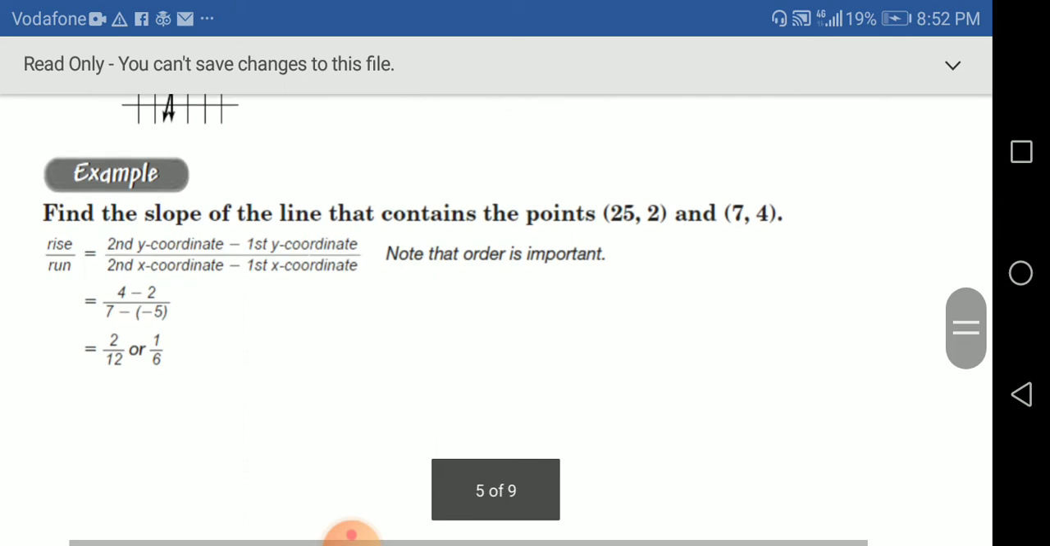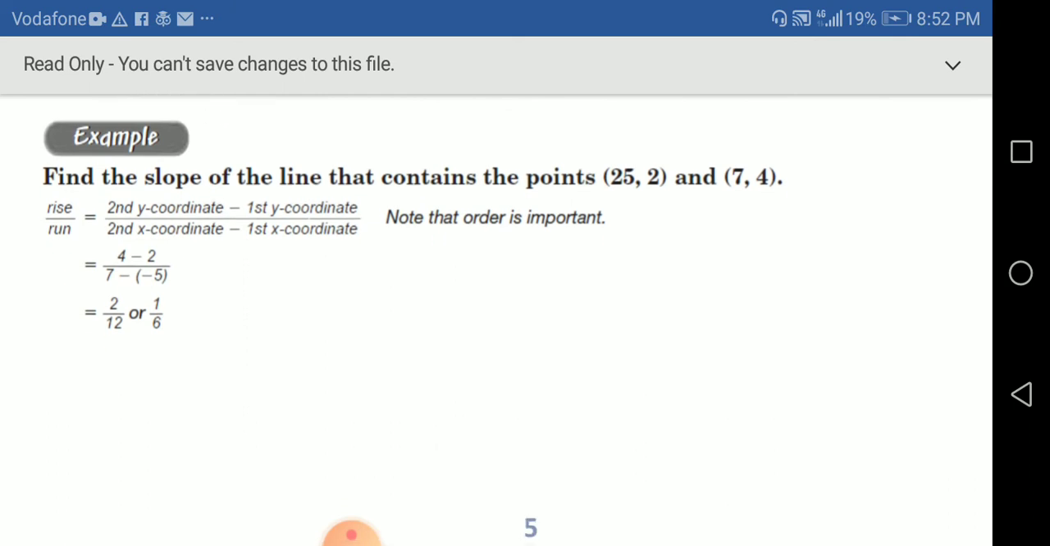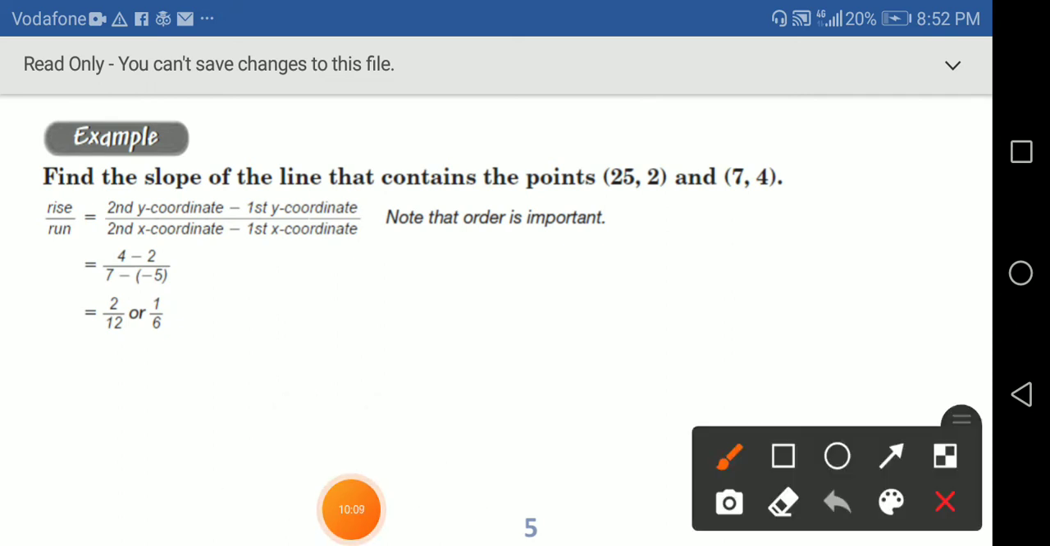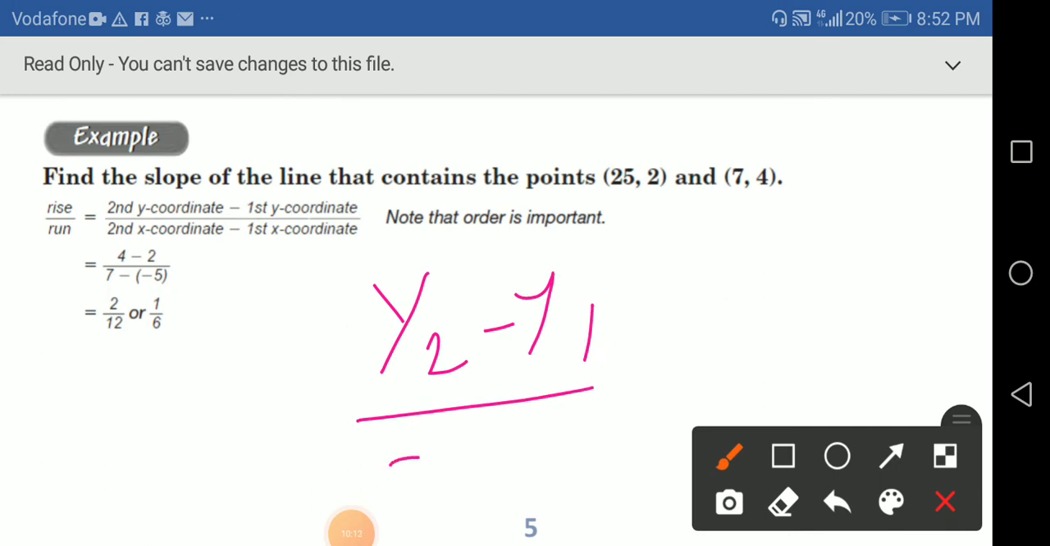Okay, let's have another question. I have here, find the slope of the line that contains the points (-5, 2) and (7, 4). So it gives you points, so I know the rule. It's a very easy rule. I have y sub 2 minus y sub 1 all over x sub 2 minus x sub 1.